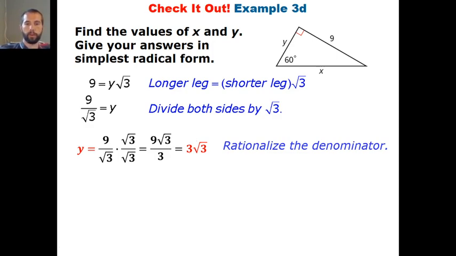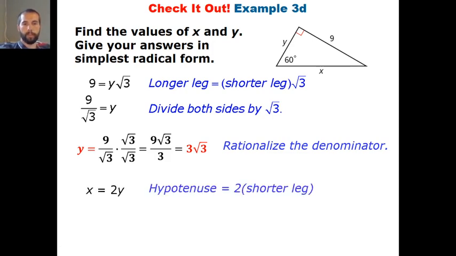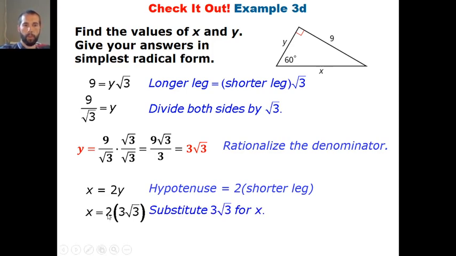If the short leg is 3 square root of 3, we find the hypotenuse by multiplying by 2. So 2 times 3 square root of 3, we multiply the whole numbers together. 2 times 3 becomes 6, so we get 6 radical 3. That's our hypotenuse. All right, so that's all we have for this lesson.